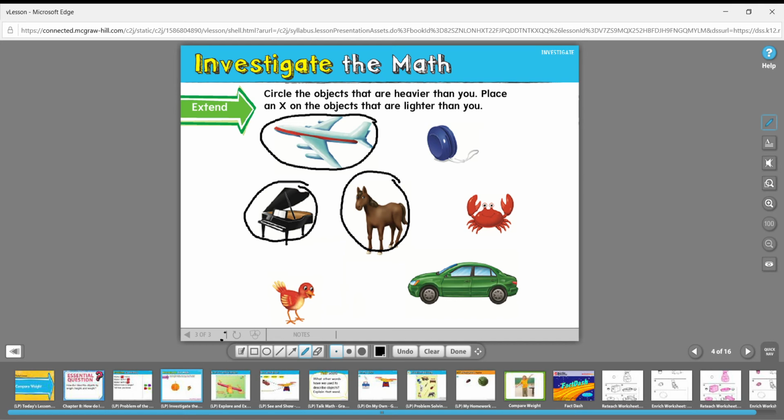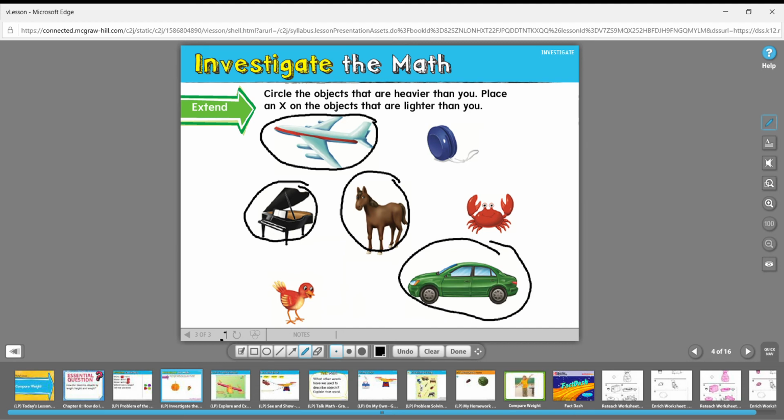What about a little bird? Do you think you're heavier or a little bird? Yeah, I think you are. Well, what about a car? We ride around in cars all the time. Do you think that a car is heavier than you? I agree. I think a car is heavier too.